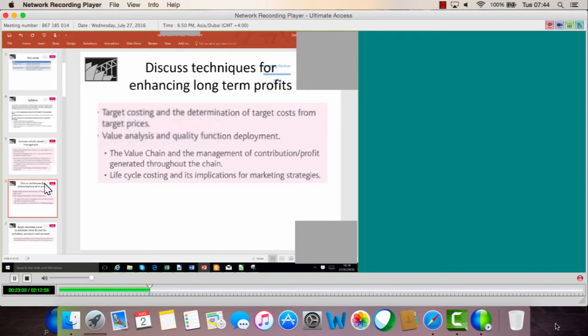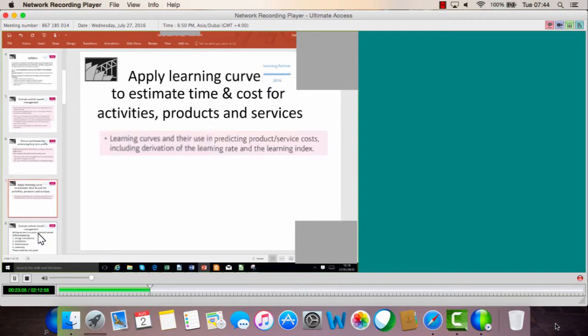Okay, and then the learning curve one: apply learning curve to estimate time and cost for activities, products and services. Learning curves and their use in predicting product and service costs, including the derivation of the learning rate and the learning index. Now, you're more likely to have to explain the application of the learning curve rather than carry out the application itself. And I do have a view on this. I think it is well worth our consideration.